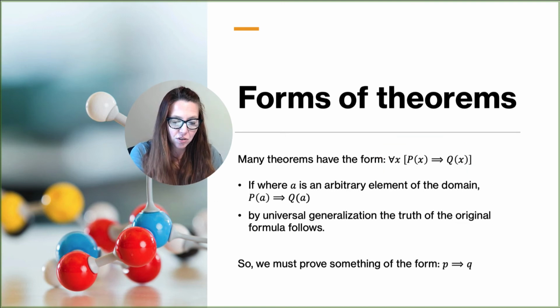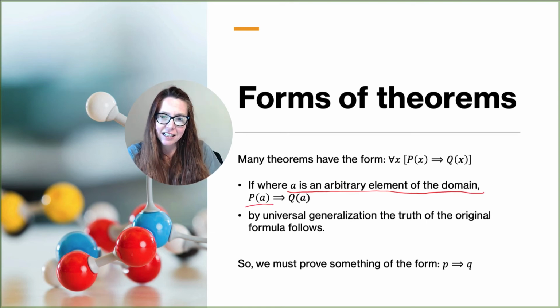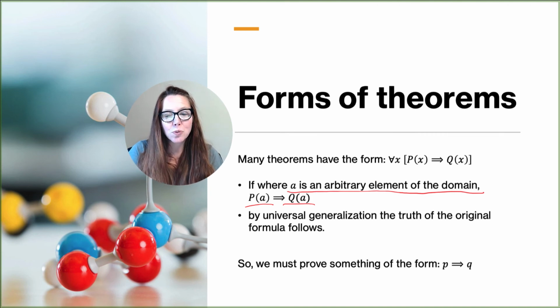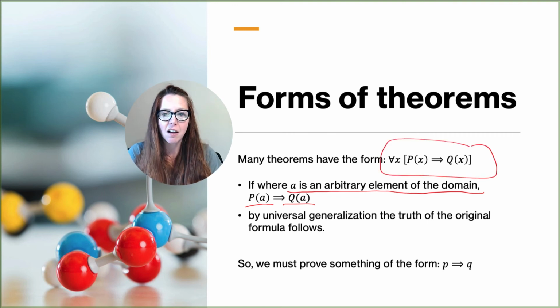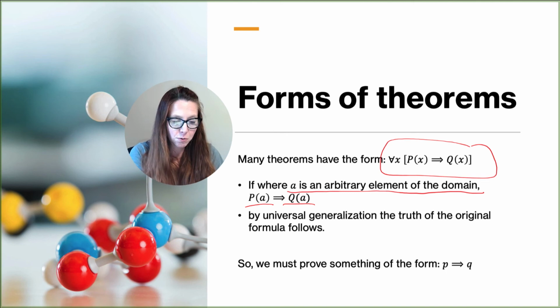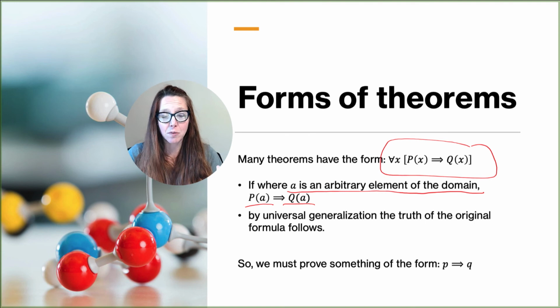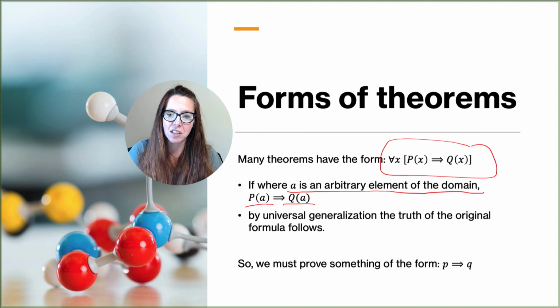So we typically do this by letting there be an arbitrary element of the domain and assuming that the antecedent is true, showing the consequent must follow. And then by universal generalization, the truth of that original formula, for all x, P of x implies Q of x, follows. So if it's true for an arbitrary element of the domain, then it's true for all elements of the domain because that arbitrary element was not specific, right? It was any element within the domain.